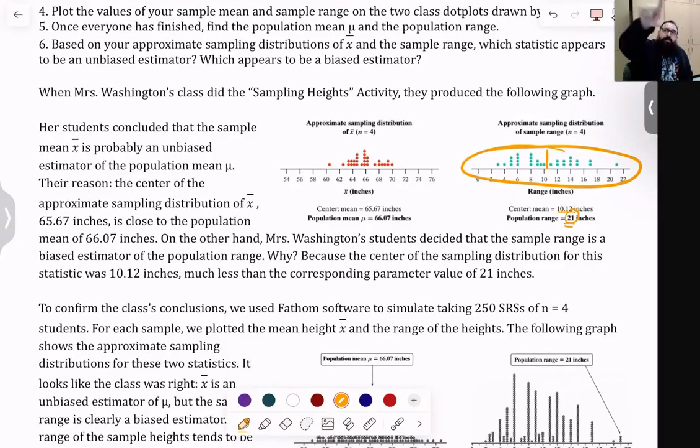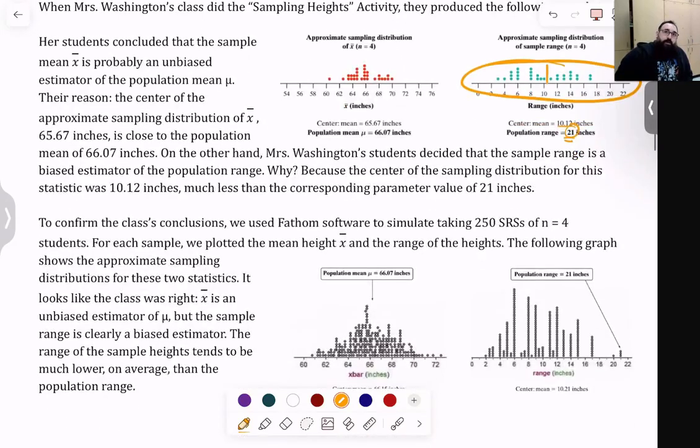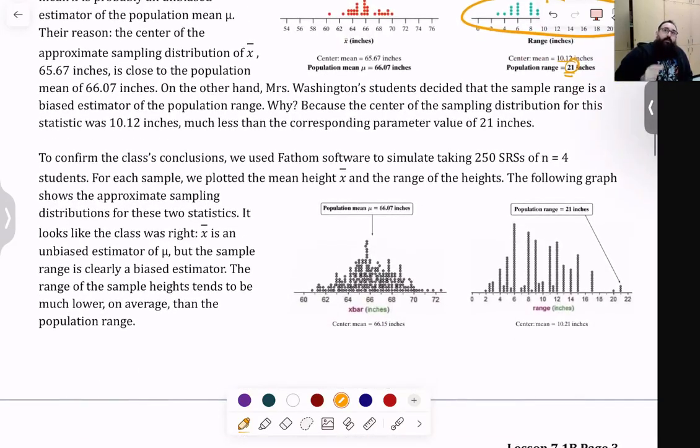Mrs. Washington's students decided that the sample range is a biased estimator for the population range. Why? Because the center of the sampling distribution for this statistic is 10.12, which is much less than the actual parameter of 21. So to confirm the class's conclusions, they used software to simulate taking 250 simple random samples of n equal 4 students. And for each sample, they plotted the mean height and the range, and these were the following graphs that they got.